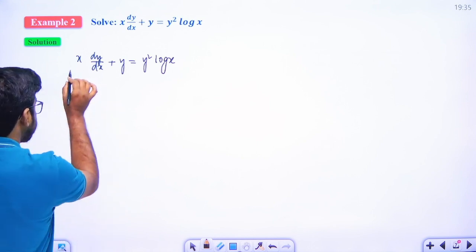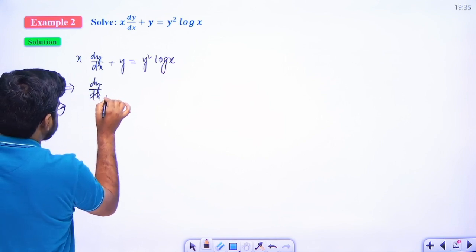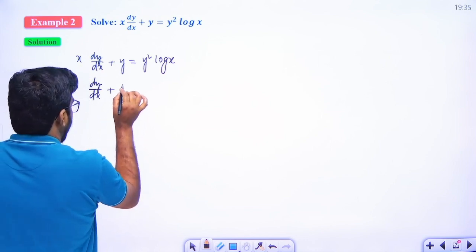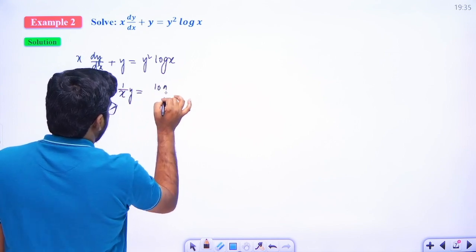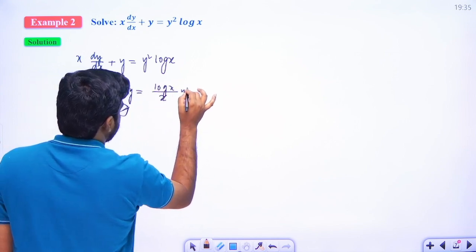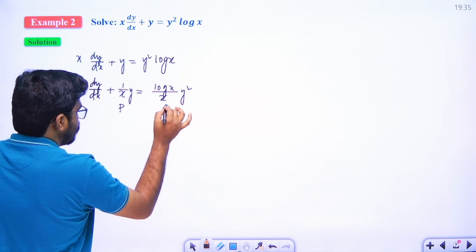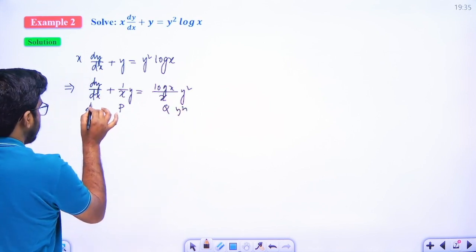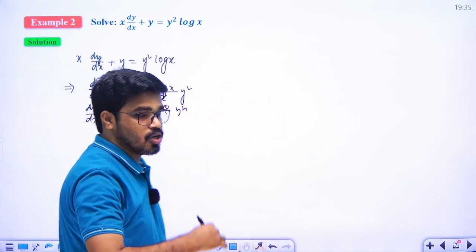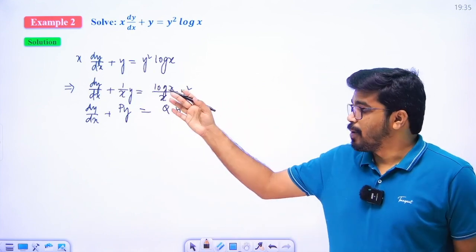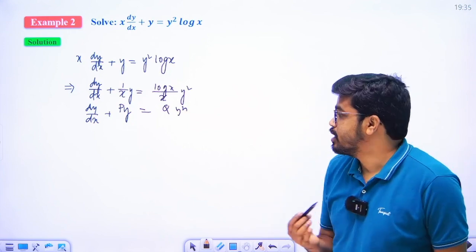So dividing both sides by x, what we get? dy dx plus 1 by x into y is equal to log x by x into y square. dy dx plus py is equal to q into y to the power n. Just see, dy dx plus py is equal to q into y to the power n. So this is Bernoulli's equation, right? Coefficient of dy dx must be unity.